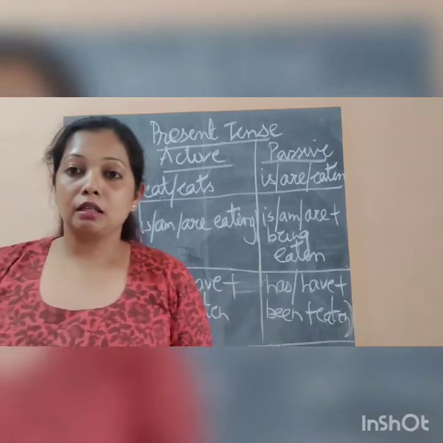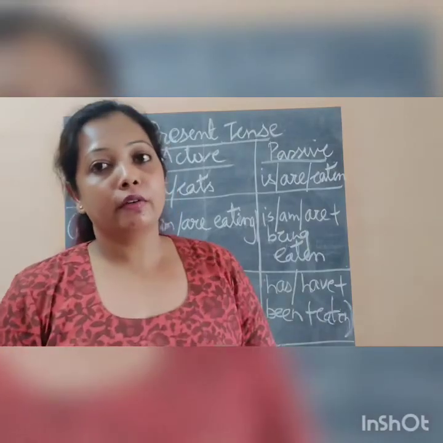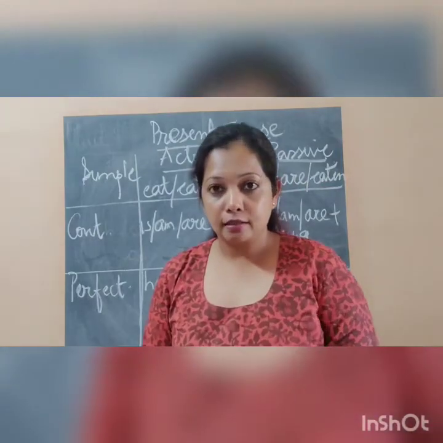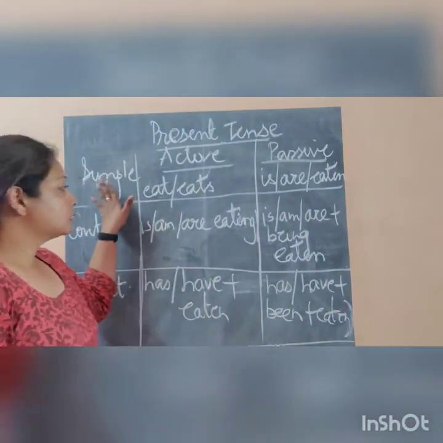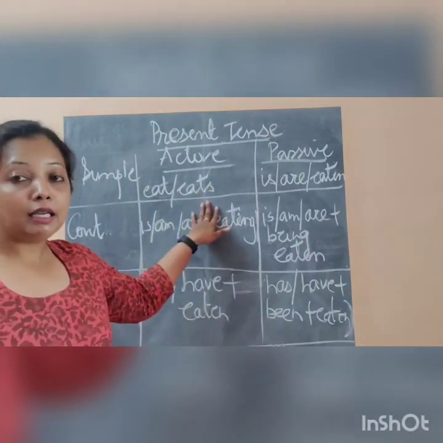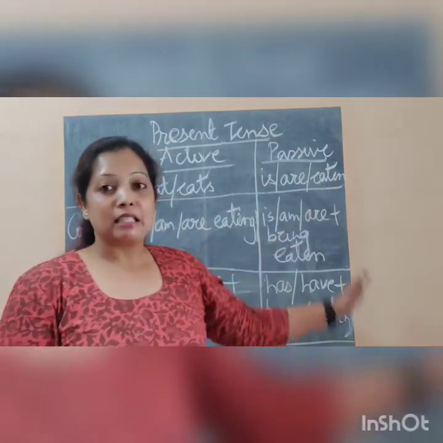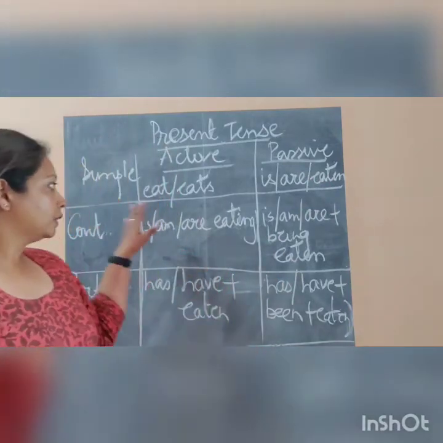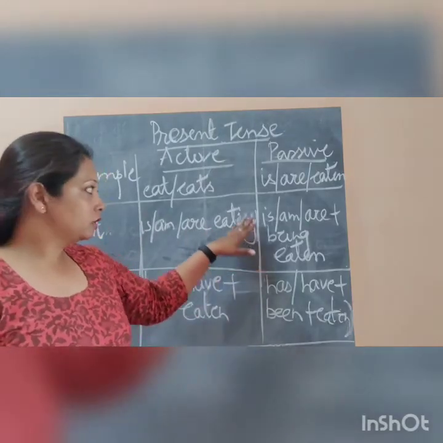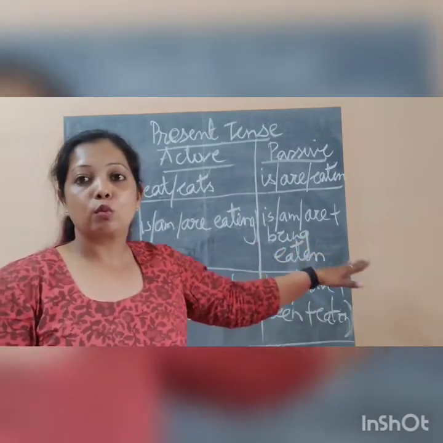So here is a quick review for you. Just check this table. It will give you a clear idea of what I have been teaching you regarding present tense. In simple present tense, as I said before, "eats", with "es" or "s", will change into passive: "is, are, am" plus "eaten", the past form of the verb, the third form. In continuous tense, it will be "is, am, are" plus verb and "ing", which will change to "is, am, are" plus "being" plus the verb third form.